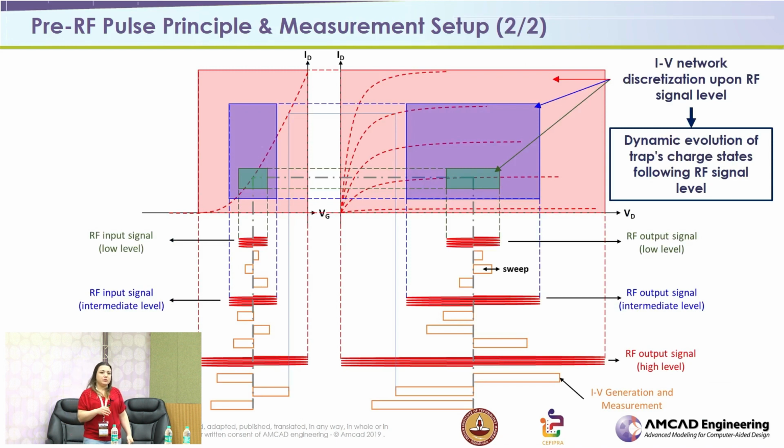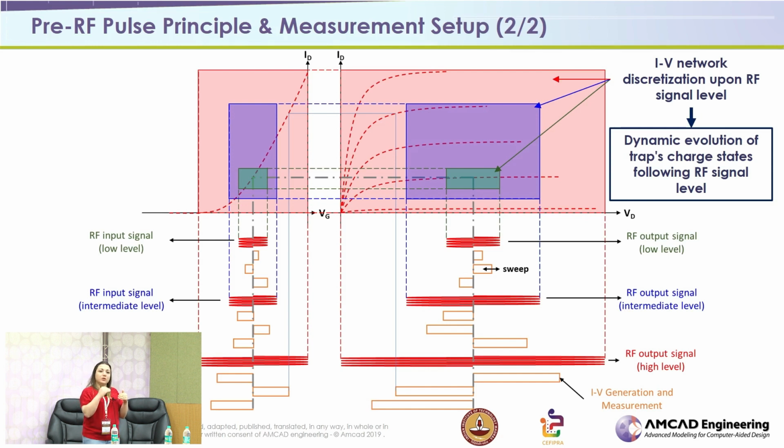The aim is to divide the IV network into different areas. Here you have the red, the blue, and the green area, and these three areas are centered around a certain quiescent bias point. Here you have a low level for the green area, a low level of RF input signals.